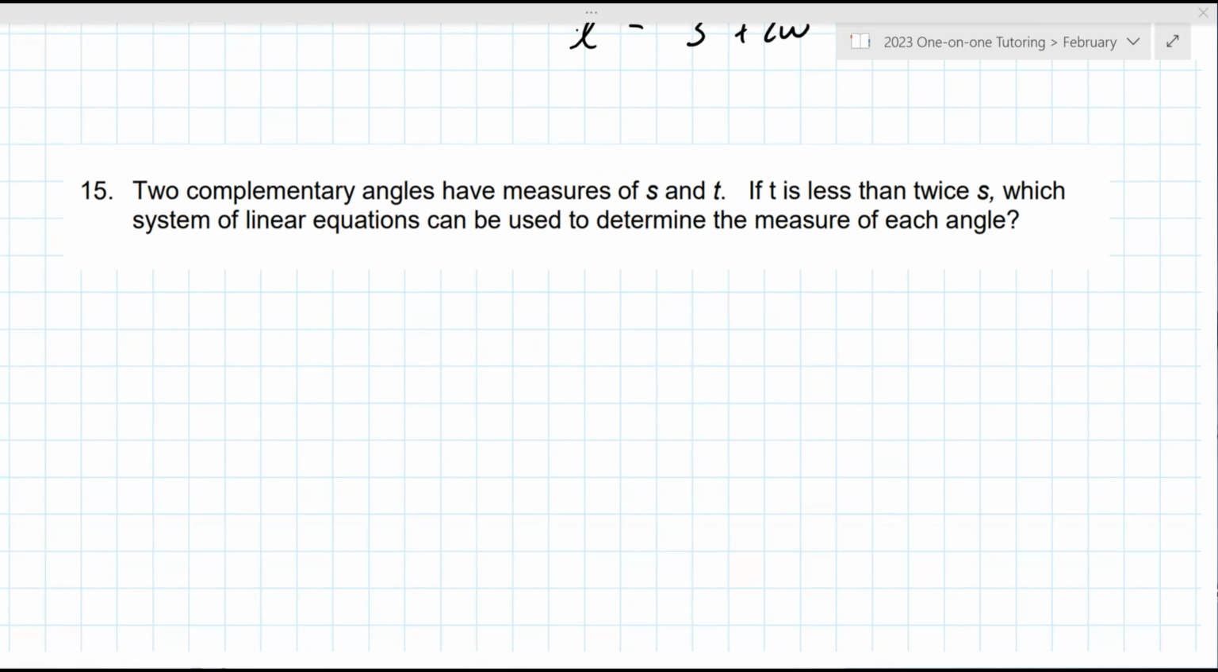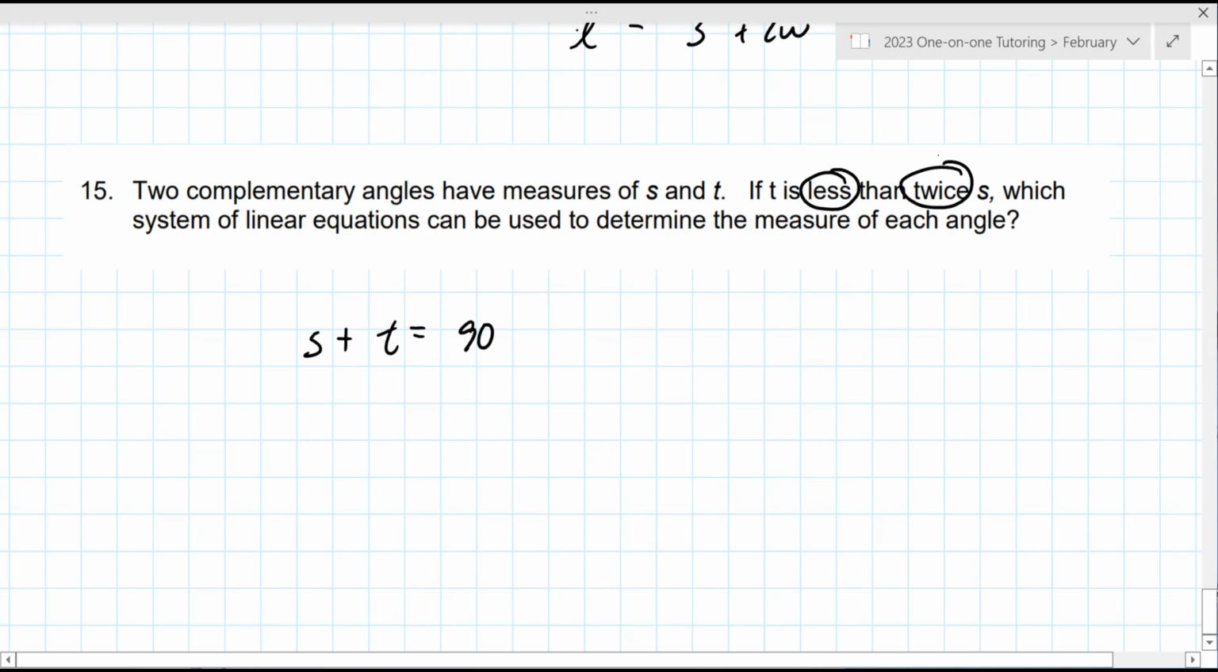Okay. So I know the first equation would be S plus T equals 90. Good. And then you're looking here at that word, less than, twice. This is very similar to that first one we did today.